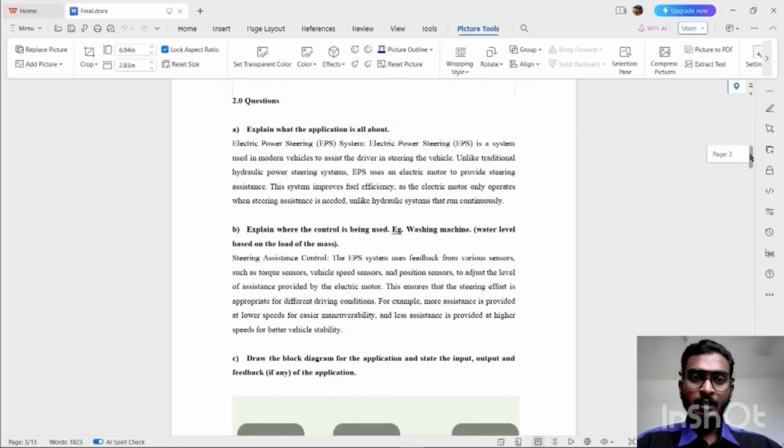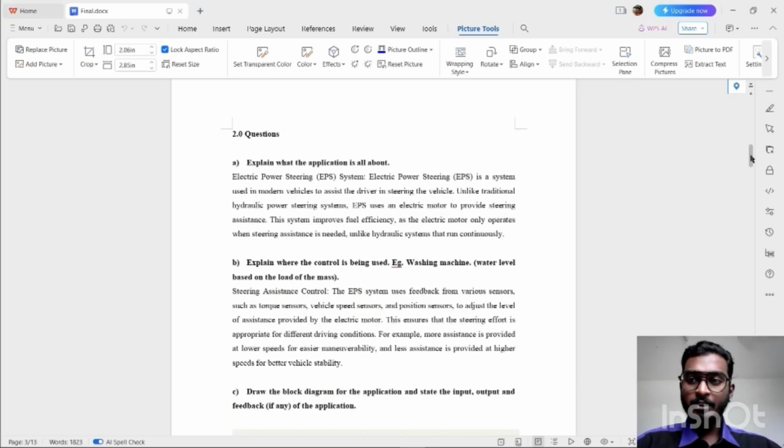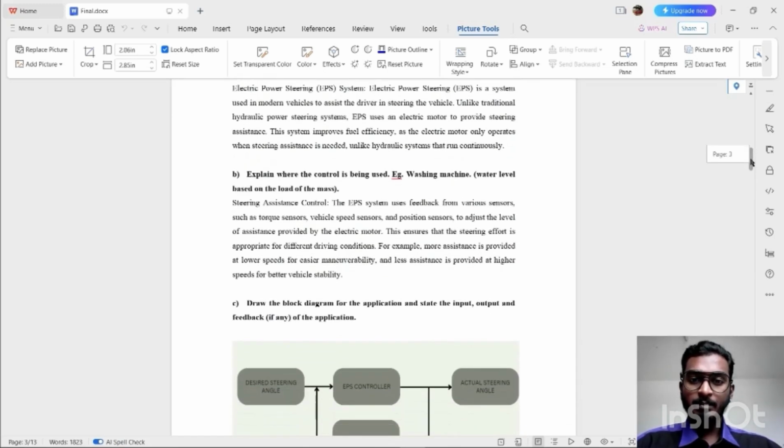Question 1. Explain what the application is all about. The electric power steering system is all about a modern vehicle to assist the driver in steering the vehicle. Unlike traditional hydraulic power steering system, EPS uses an electric motor to provide steering assistance. This system improves fuel efficiency as the electric motor only operates when steering assistance is needed, unlike hydraulic systems that run continuously.